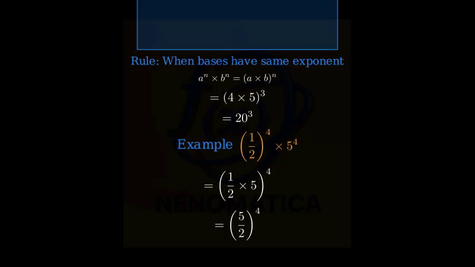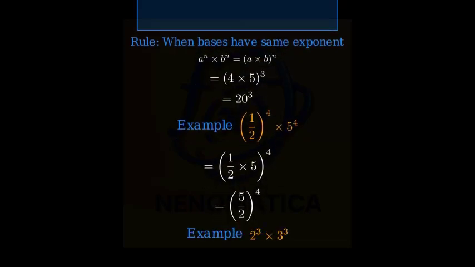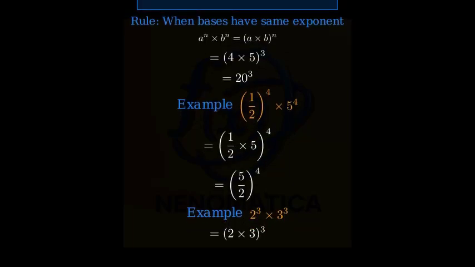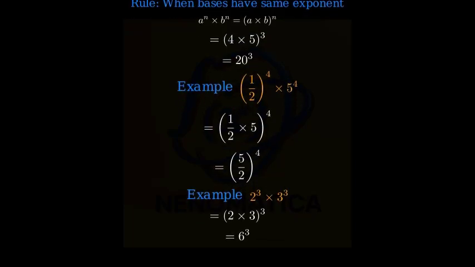Moving to our third example, we have 2 cubed times 3 cubed. Applying our rule, we can rewrite this as open parentheses 2 times 3 close parentheses cubed. Then, multiplying inside the parentheses gives us 6 cubed. This gives us our final answer, 6 cubed.